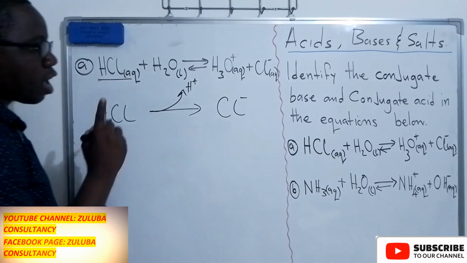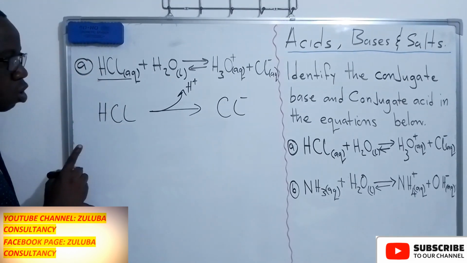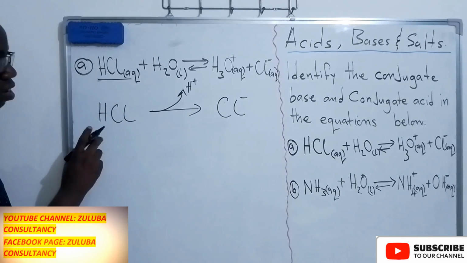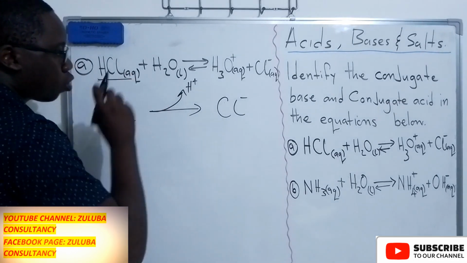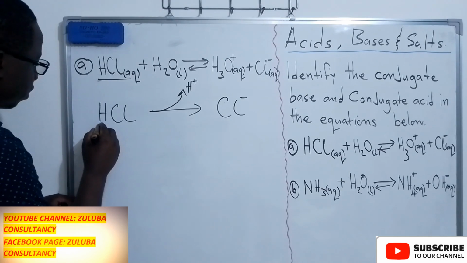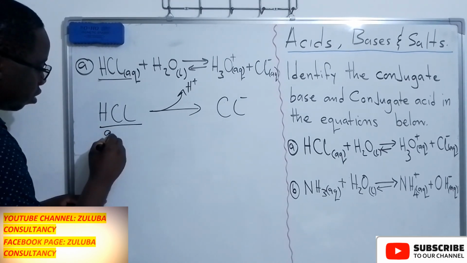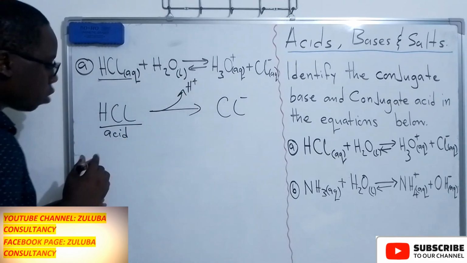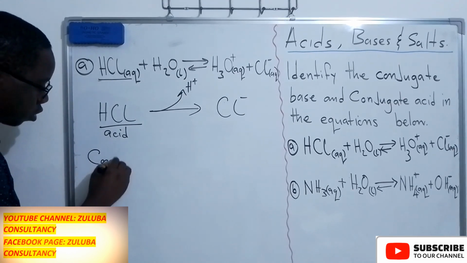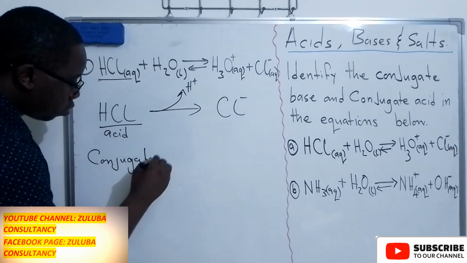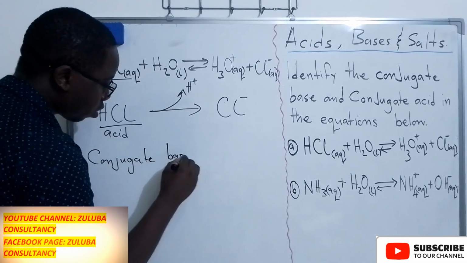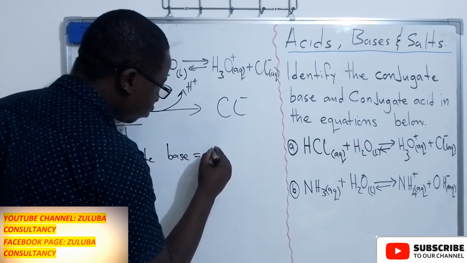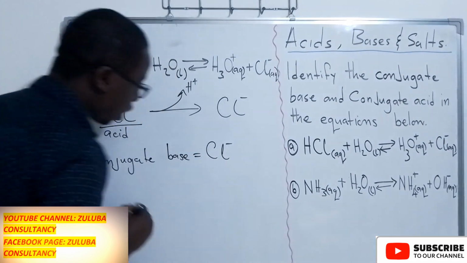Remember what we said a conjugate base is. We said a conjugate base is what remains when an acid donates a proton. So already you can notice that this is the acid. So what is remaining when this acid donates a proton? We are saying the conjugate base is what remains when an acid donates a proton. So what is remaining is Cl negative.